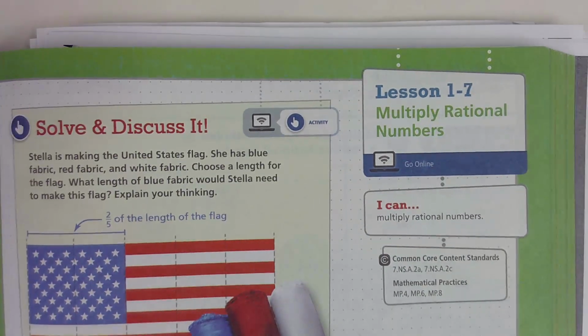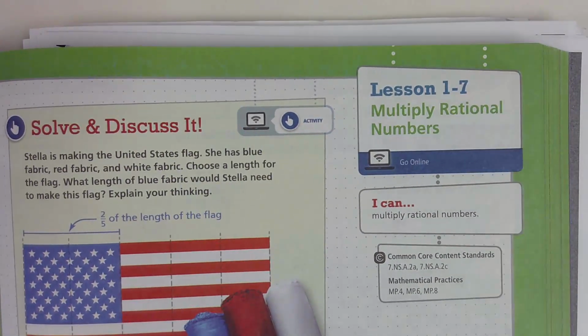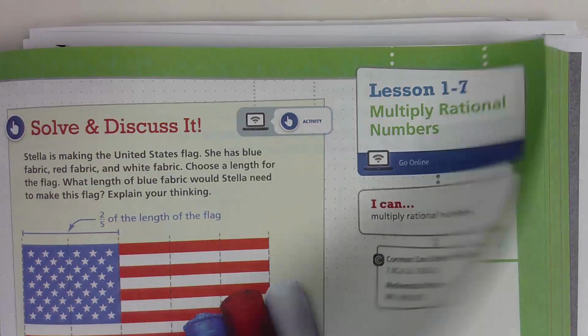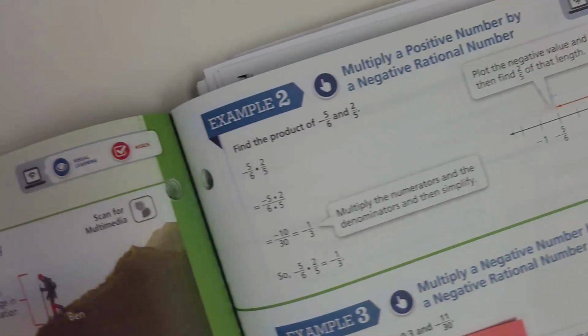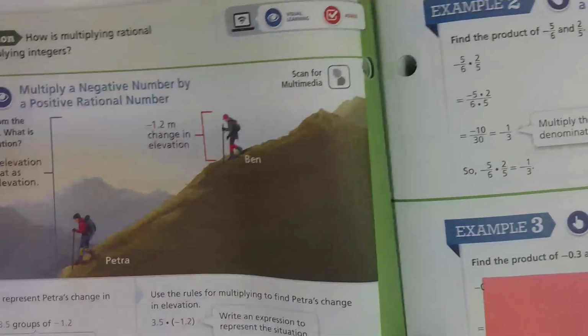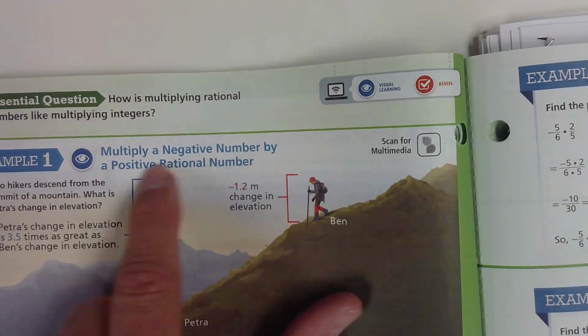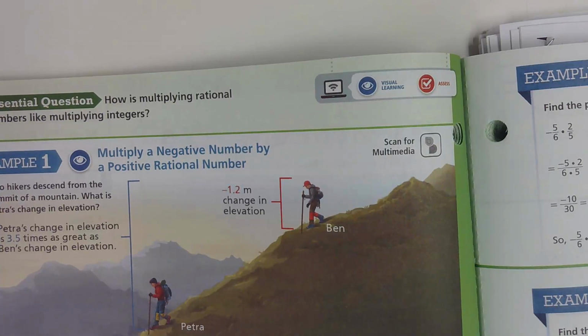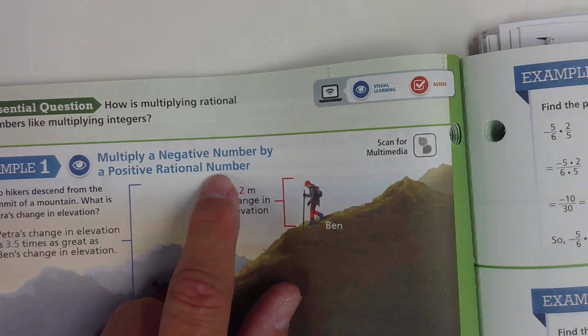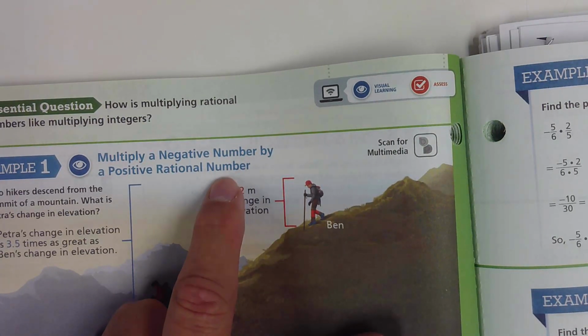So this is seventh grade. We're doing 1-7, multiplying rational numbers. Really, this is just like what you've been doing. I mean, you can look at example 1. It says multiply a negative number by a positive rational number. Well, we learned in the last lesson what that would be. If we're talking about multiplication, one's positive, one's negative, the answer is going to be negative.